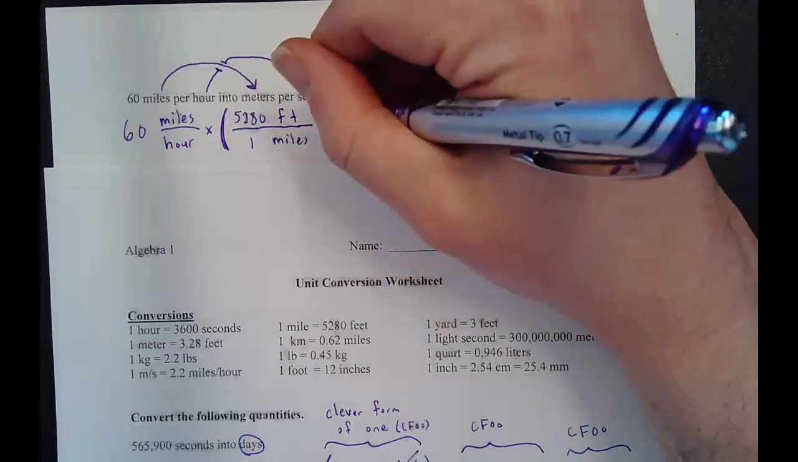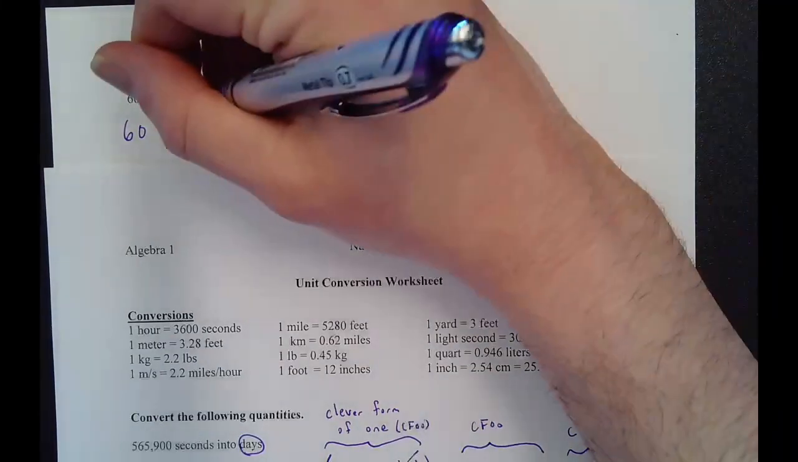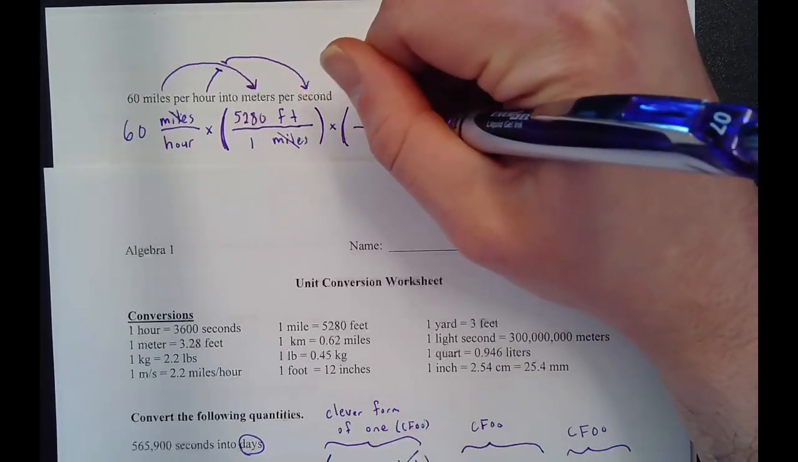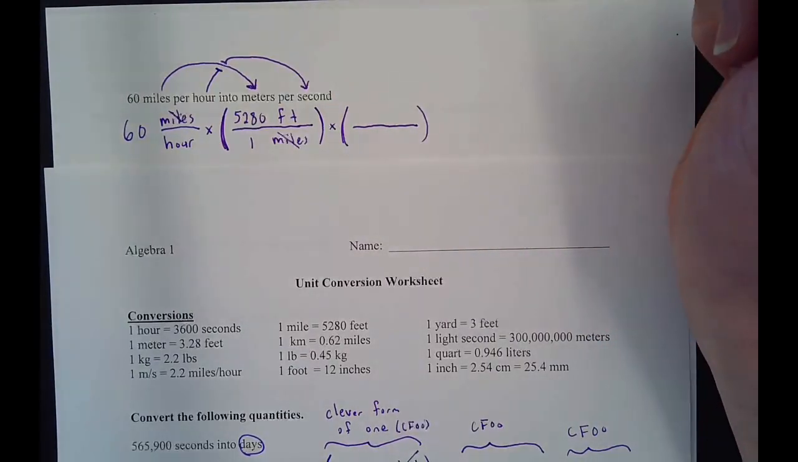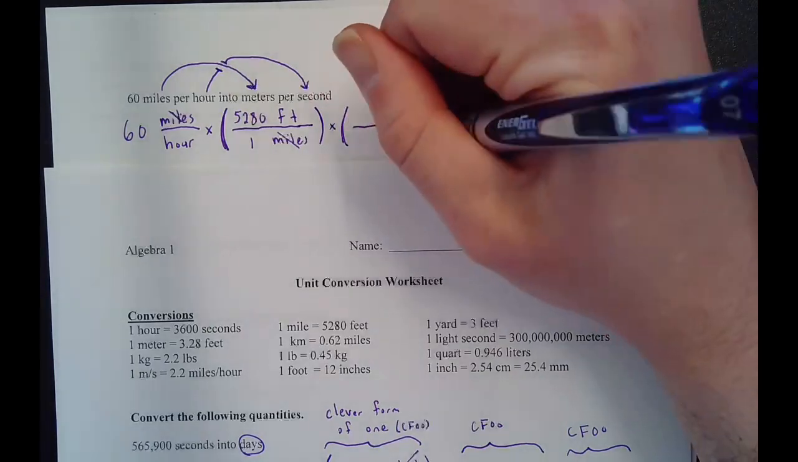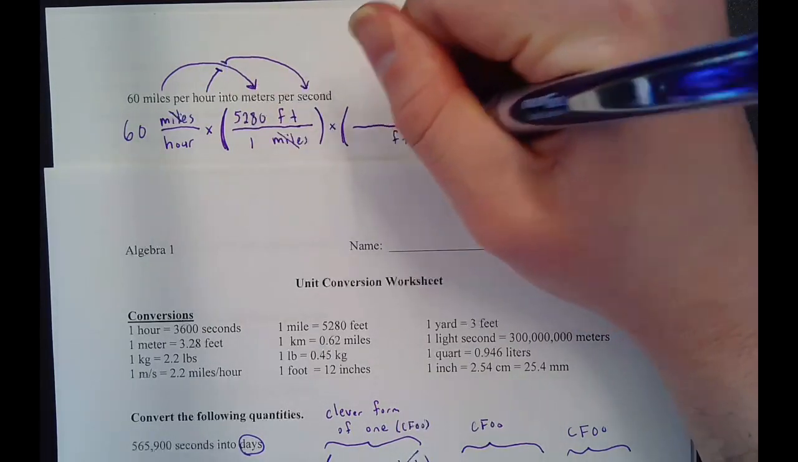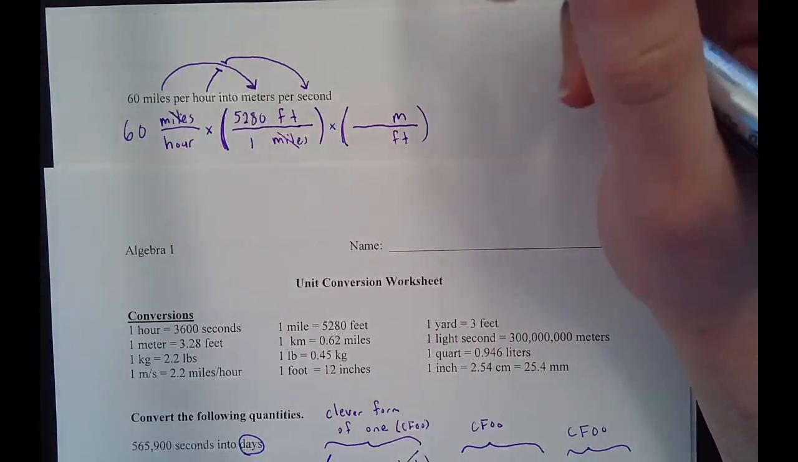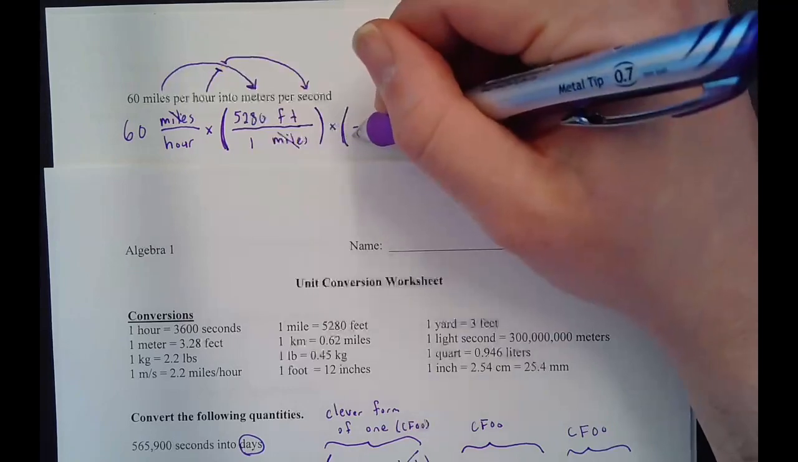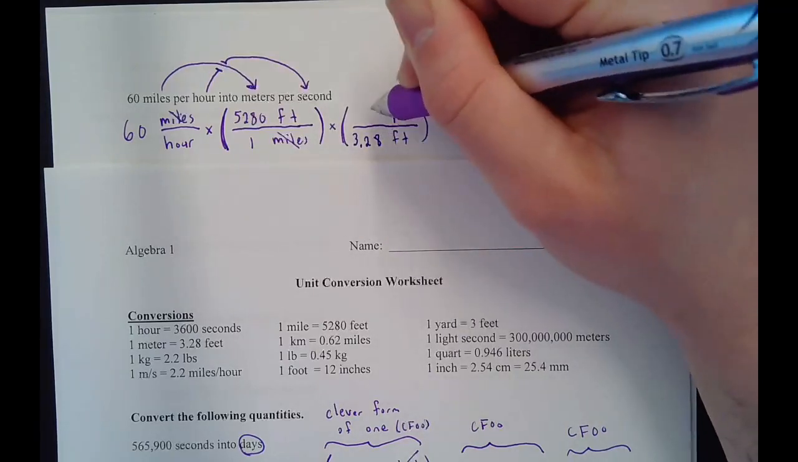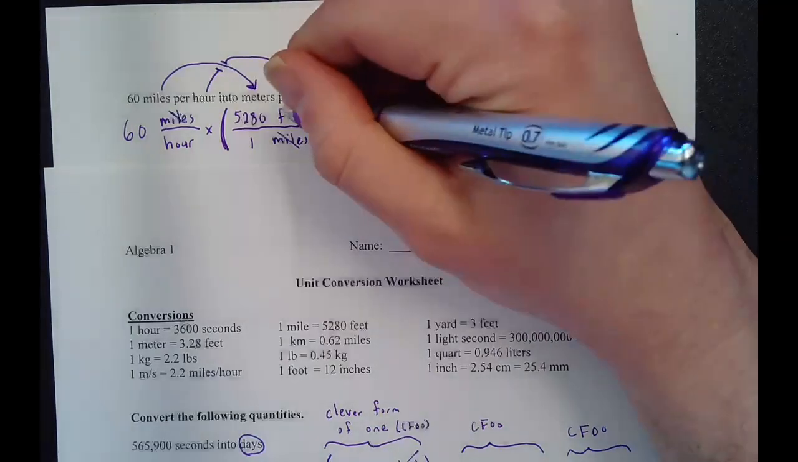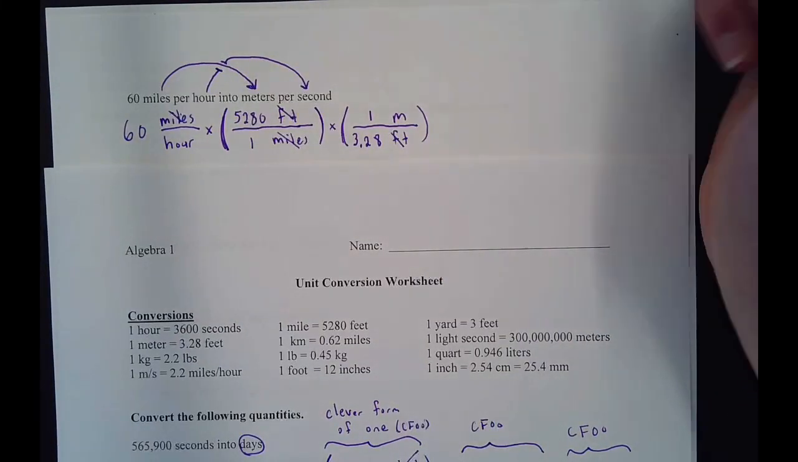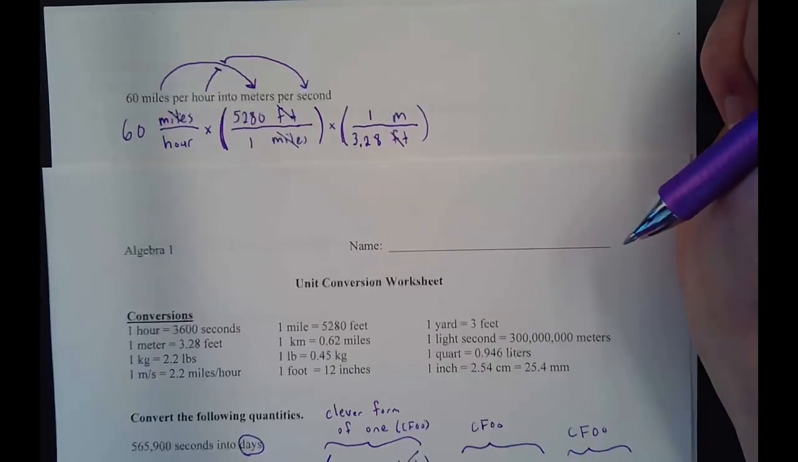So I now cancel miles, have feet, but I want meters in the end. I have feet in the numerator, so I want to cancel it with feet in the denominator, and I want meters in the end. So I know that there's 3.28 feet in 1 meter. Feet divides with feet, and we're left with just meters in the end. So I have successfully converted miles to meters, but I'm not done because I also need to convert hours into seconds.